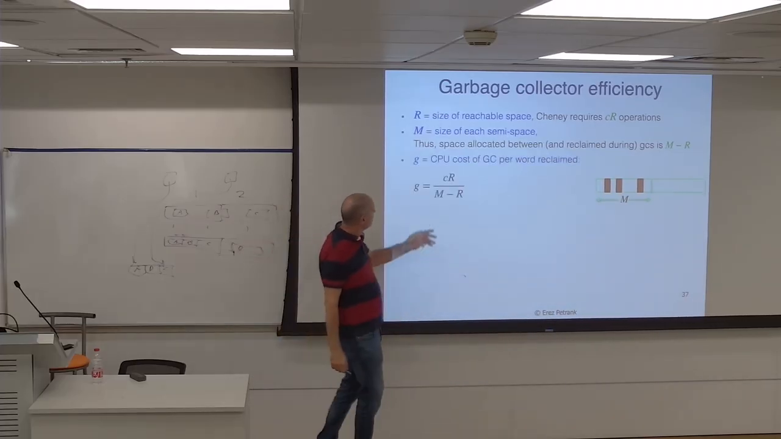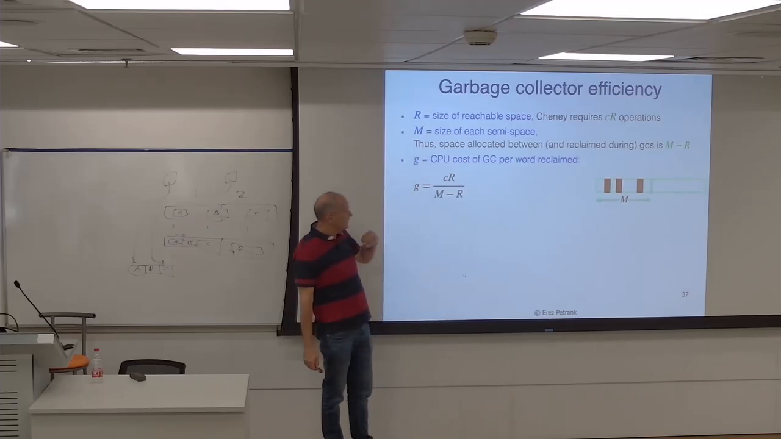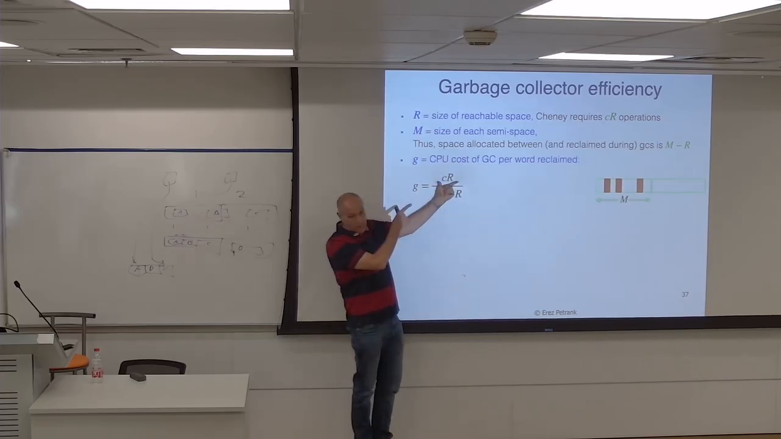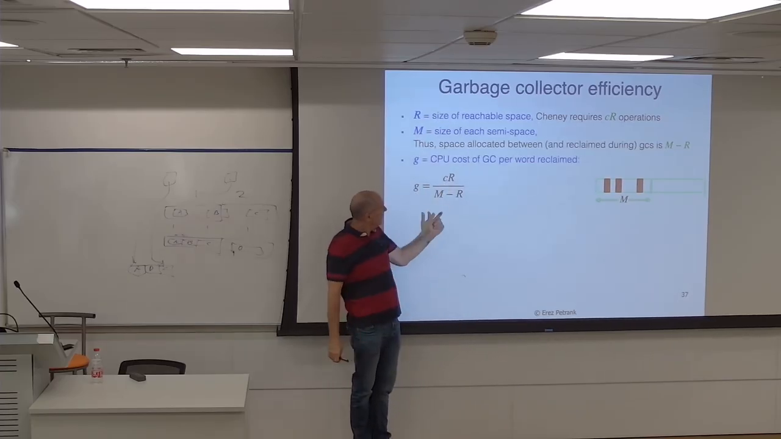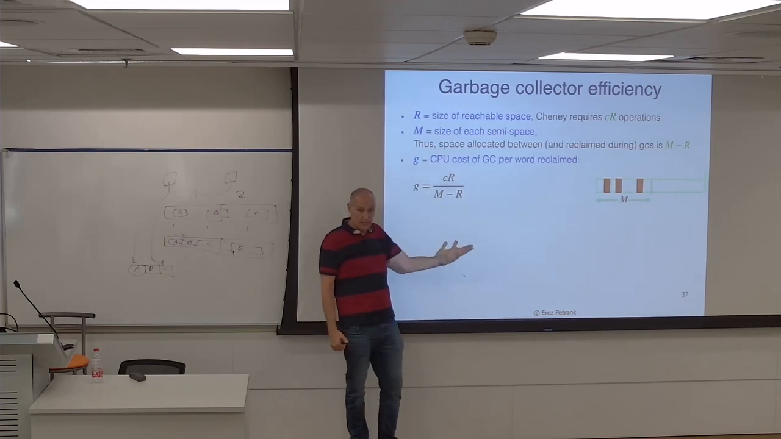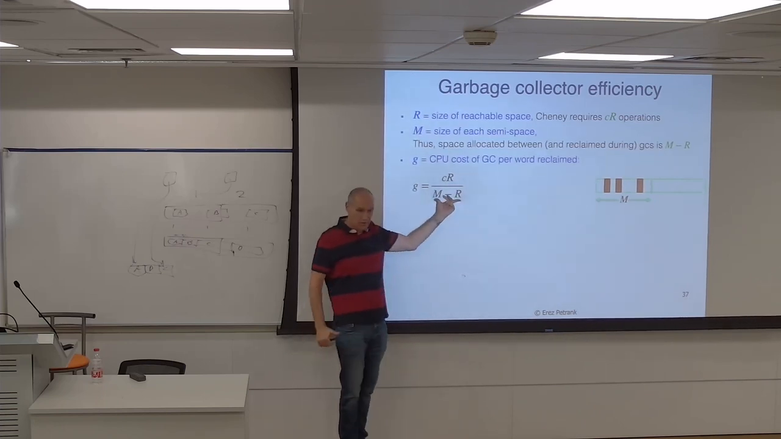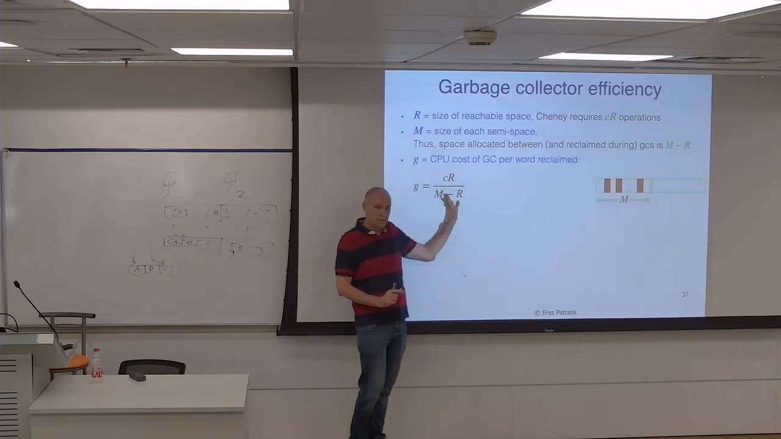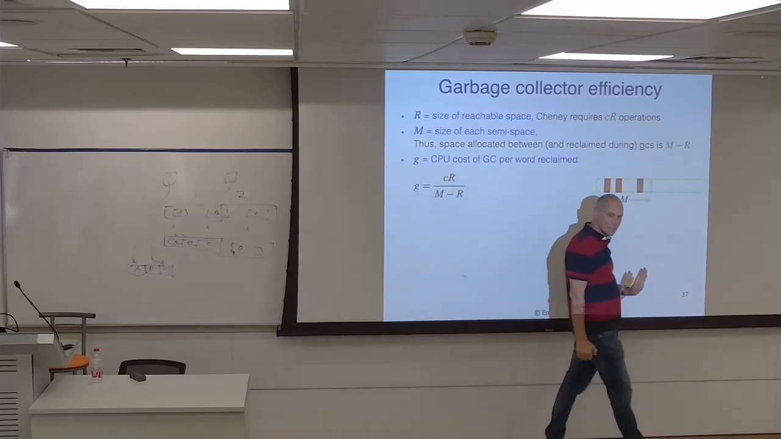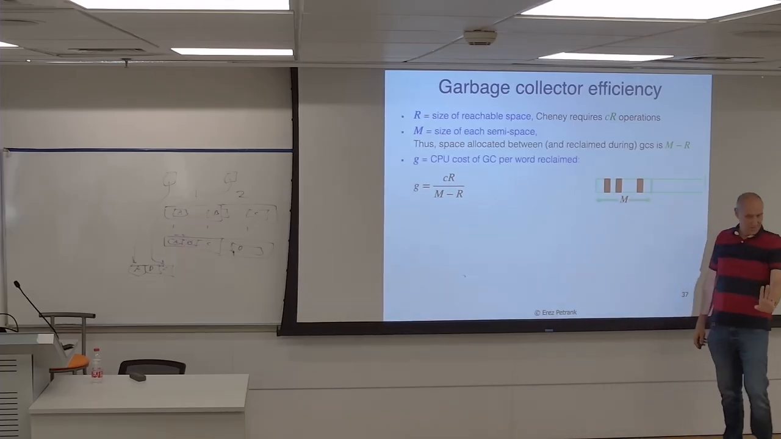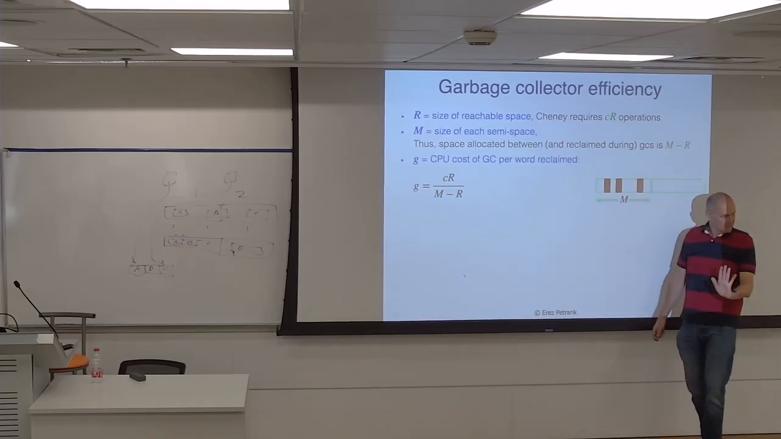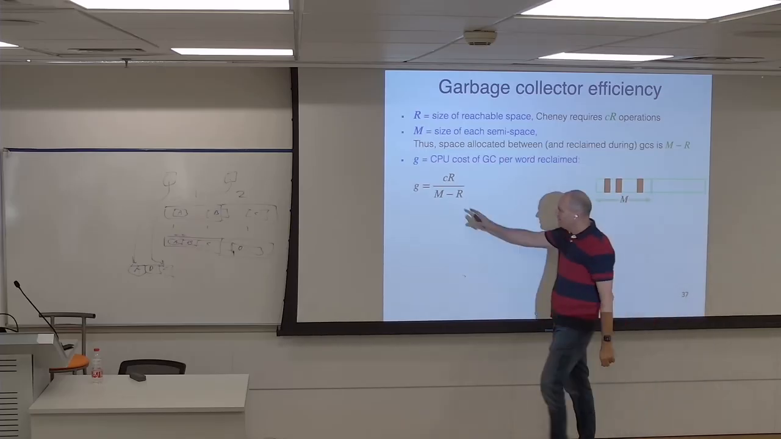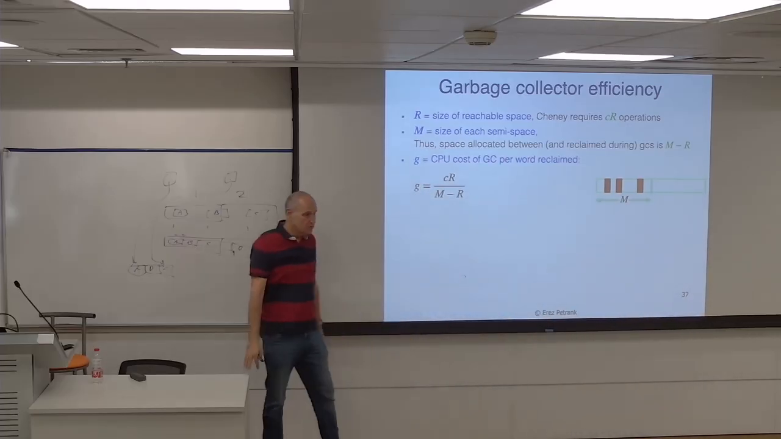Cool. So what is now the cost of a GC per word that we reclaim? I need to do all this work in order to move the live objects. And how many words do I allocate? I allocate this number of words before I need to do the next GC. So for each word I allocate, I have to do this amount of work. Questions, or is this clear? Okay, cool. So I have here the amount of work that I need to do.